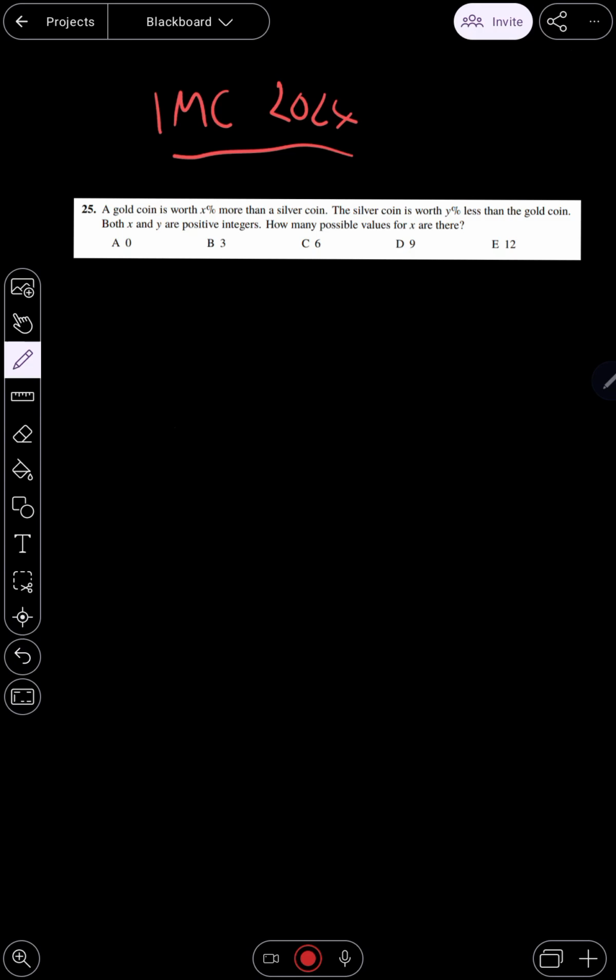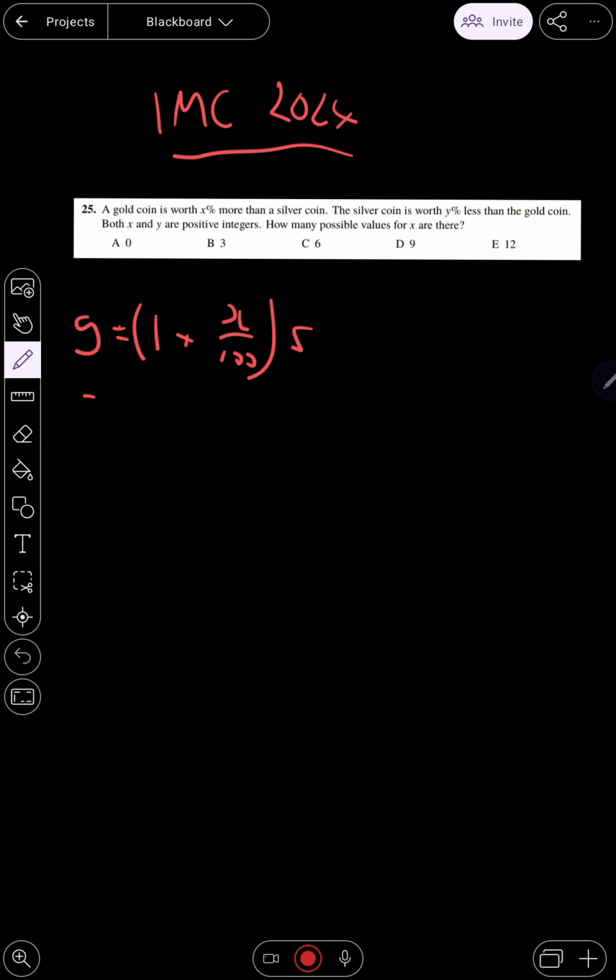Now this one says X percent more. Now if it was 5% more, that'd be 1.05. You can't just say it's 1.0x. So you say 1.05 is 1 plus 0.05, which is 1 plus 5 over 100. And so X percent we can write as 1 plus X over 100, which we can then say G is equal to that times S.